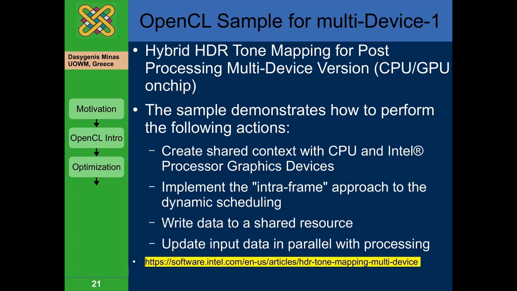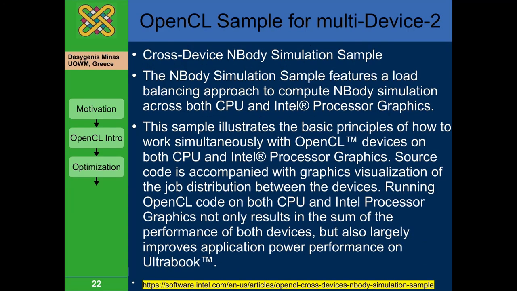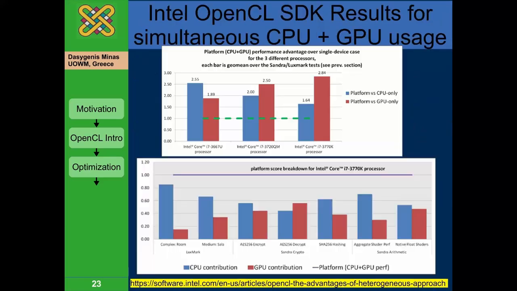Another example from Intel is a simulation called N-body. In this simulation, they are performing a load balancing simulation across the CPU and GPU using OpenCL. I'm just mentioning this because there are already codes that can be utilized by software engineers, and of course, as computer scientists or engineers, we don't have to reinvent the wheel every time. If we can reuse parts of the code and adapt them to our problem, it is much better, and we can progress faster. The results show that, for example, in the first figure, we see the platform vs CPU only and platform vs GPU only.